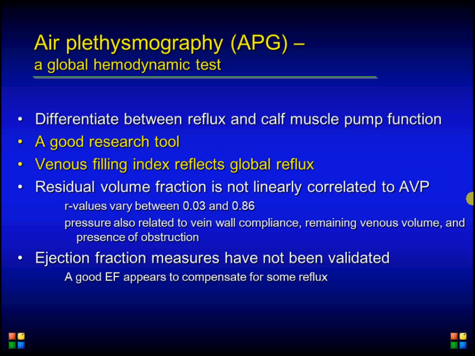And this is not strange, because volume is not necessarily related to pressure, because it depends on the compliance of the vessel that you put the volume in. Okay? So you can have a lower volume and a higher pressure buildup.